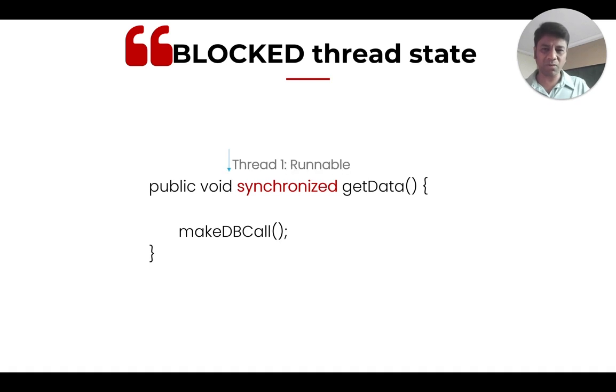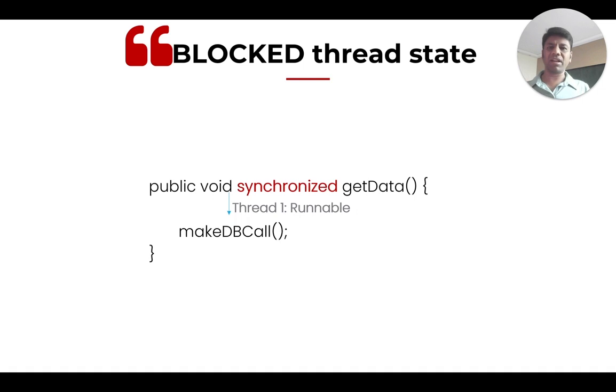Now let's say thread 1 comes, it checks, oh, no other thread is executing this method getData, so now it will be allowed to go inside. Now let's say thread 1 is executing this database call. Let's say this database call takes a very long time to complete. Maybe it's a slow running query. At that point, if another thread, thread T2, comes, this thread will be put into the blocked state.